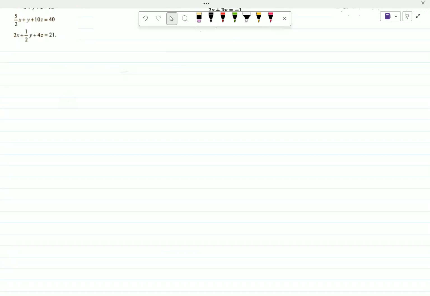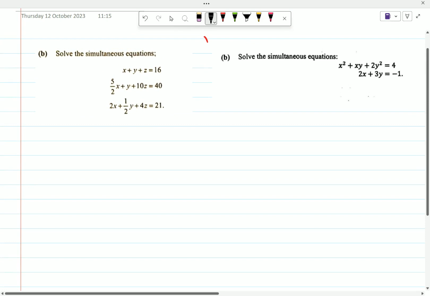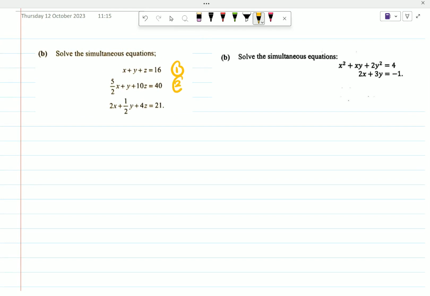So let's do first question B. Three-way simultaneous equations. First thing you're going to want to do is number all the equations, because you're actually going to end up with 5 equations at the end, and you're going to be subbing back into each of those equations to find other values. So you're going to need to keep these all straight in your head. Easiest way to do that, just label all of them as you go.